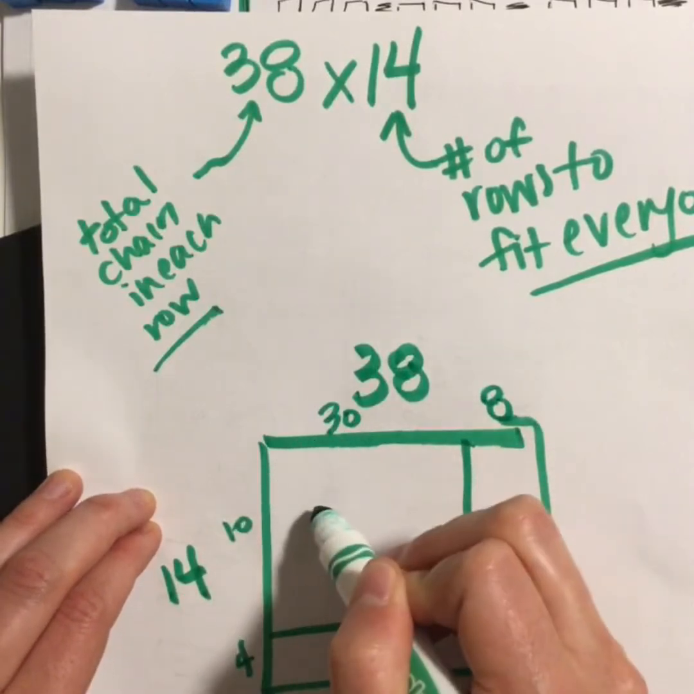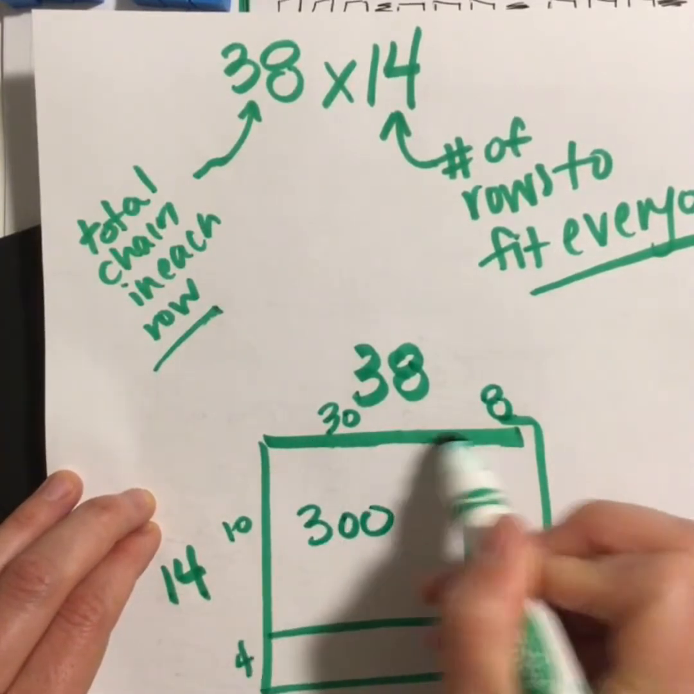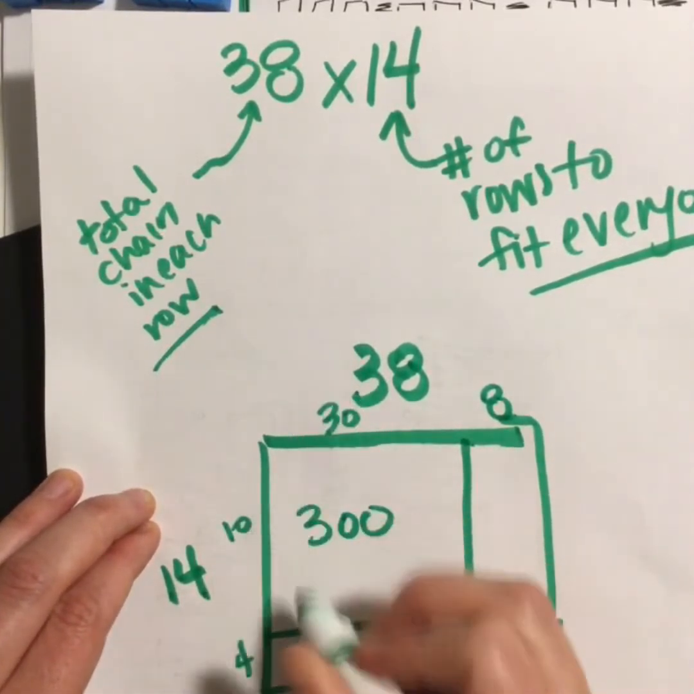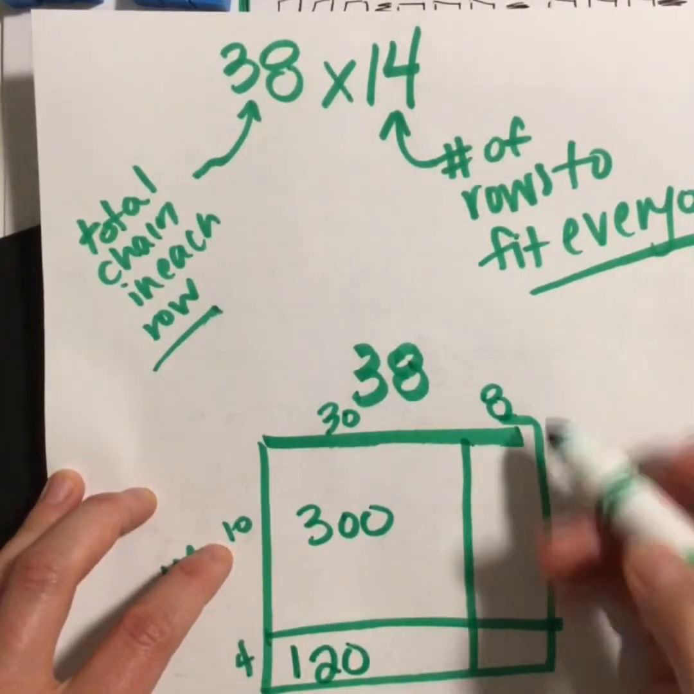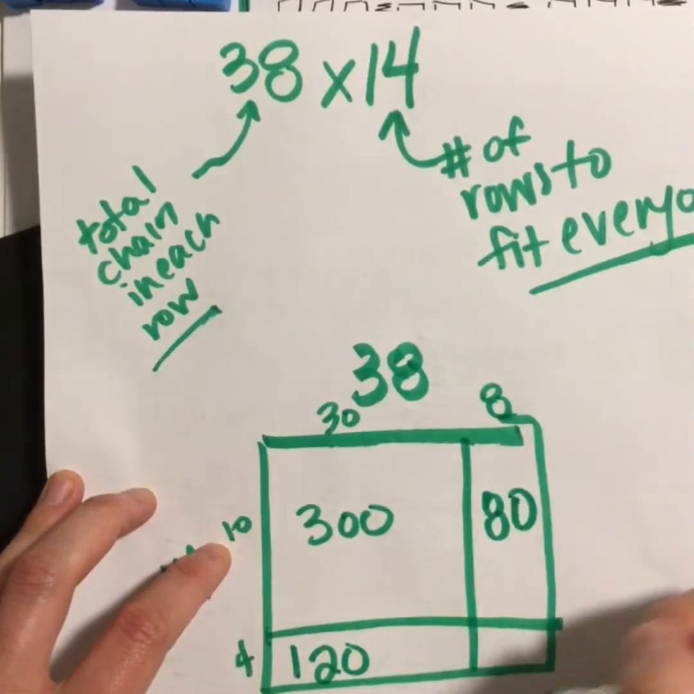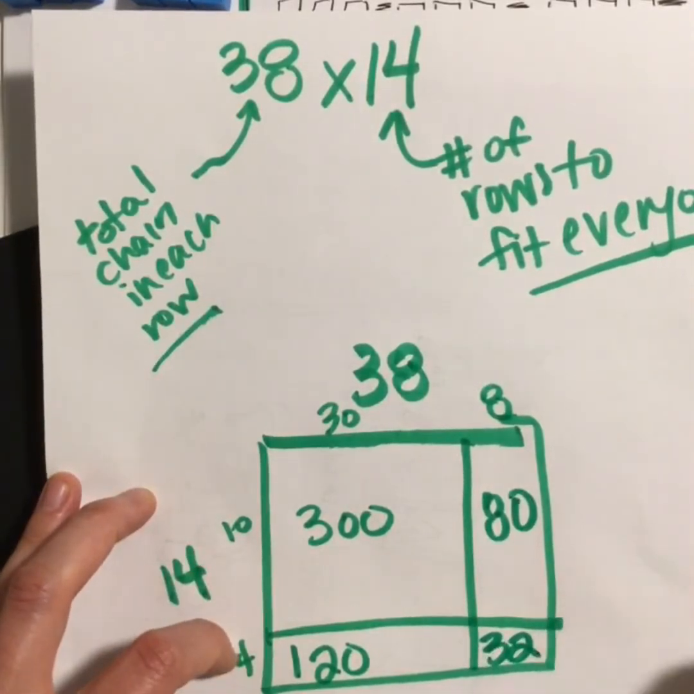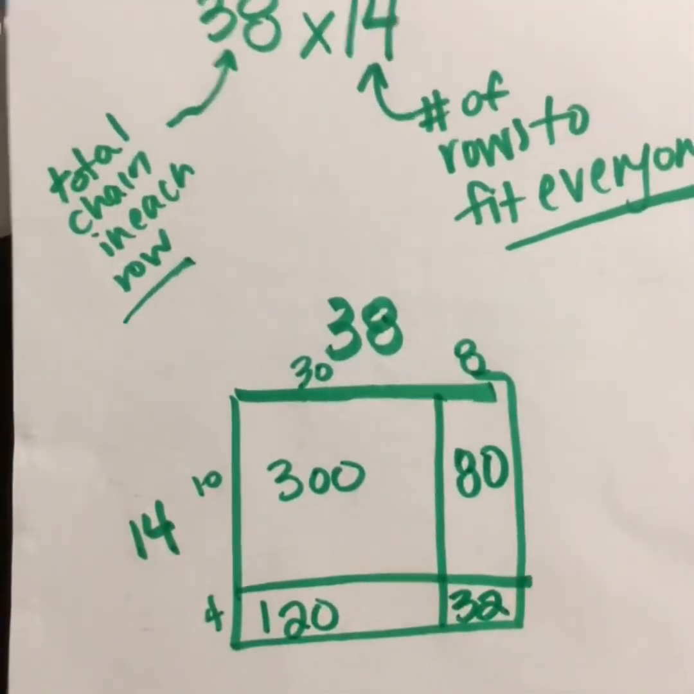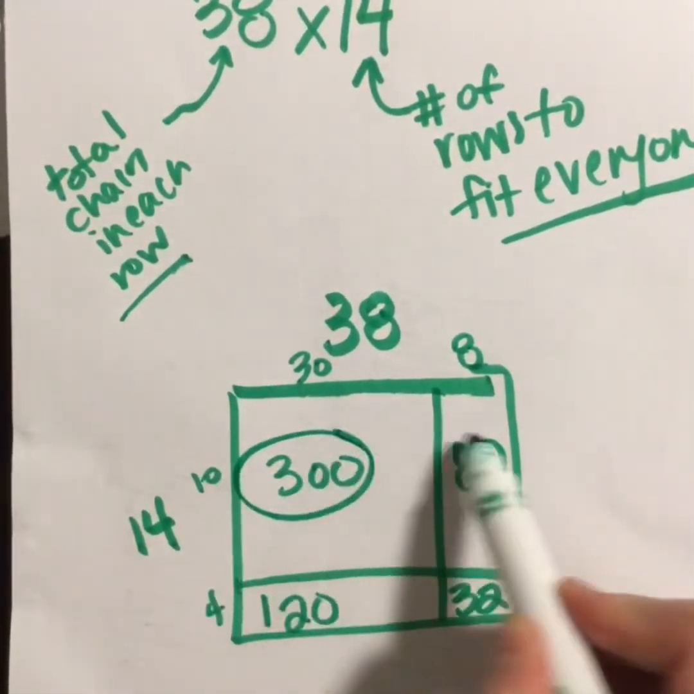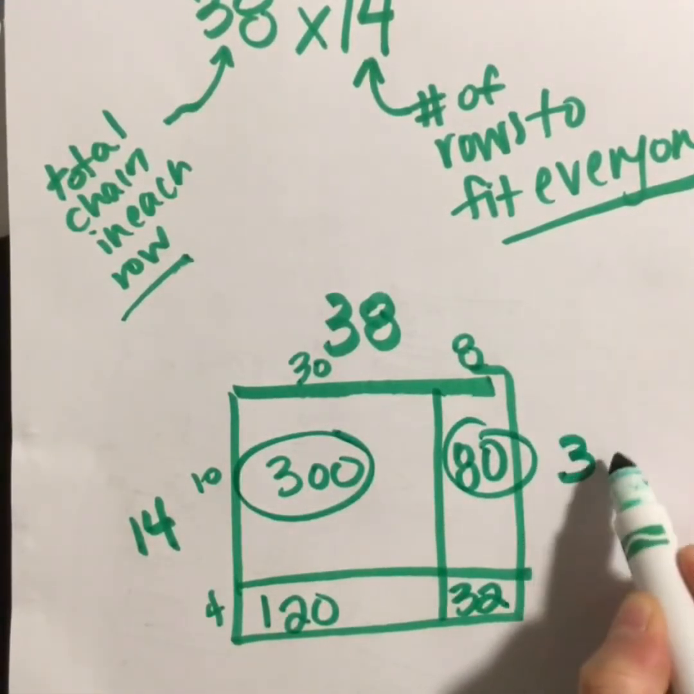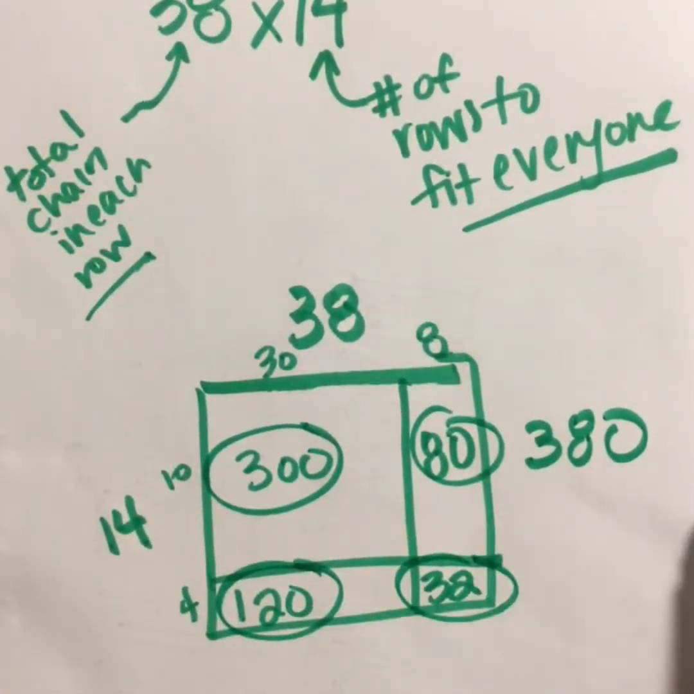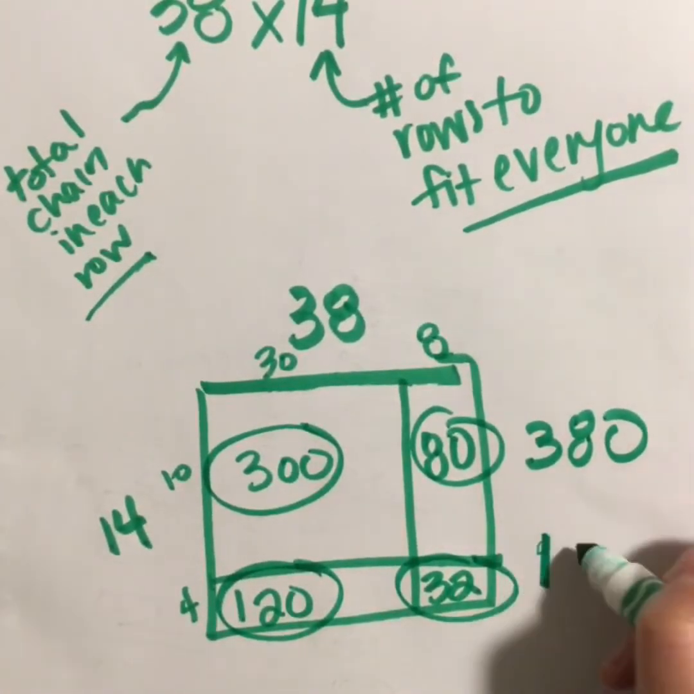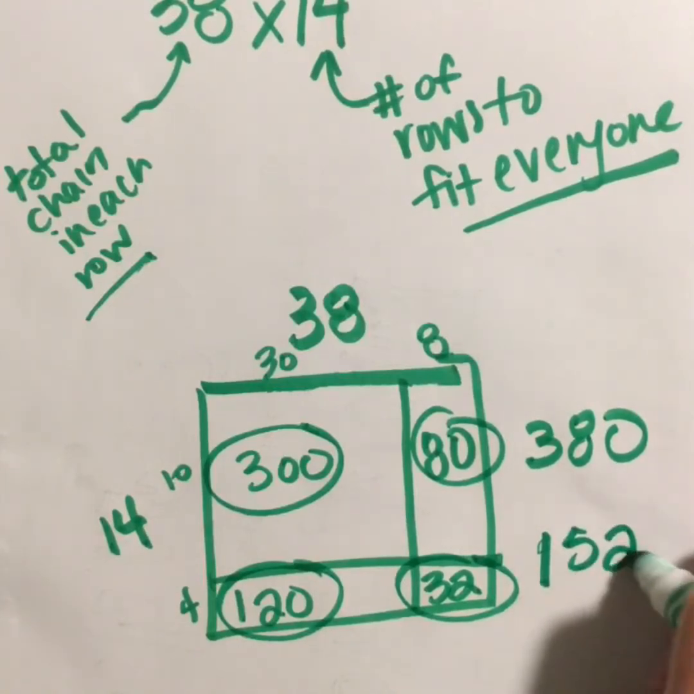So 30 times 10 is going to be 300, so 300 chairs. 30 times 4, 120 chairs. 10 times 8, 80 chairs, and 4 times 8, 32 chairs. And so I have these partial products, and I'm going to add them together. So I have 380, and then 152.